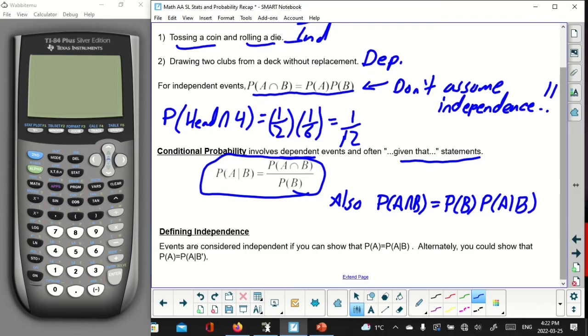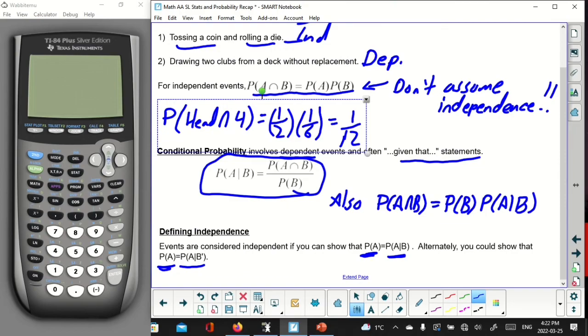So that brings us to the question, how do we determine whether 2 events are independent mathematically? Events are considered independent if you can show that the probability of A is the same as the probability of A given that B happened. That means that A doesn't care about B. If probability of A generally is the same as probability of A when B happens, they're independent of each other. You could also show that P of A is equal to probability of A given that B didn't happen, or similar kinds of statements.